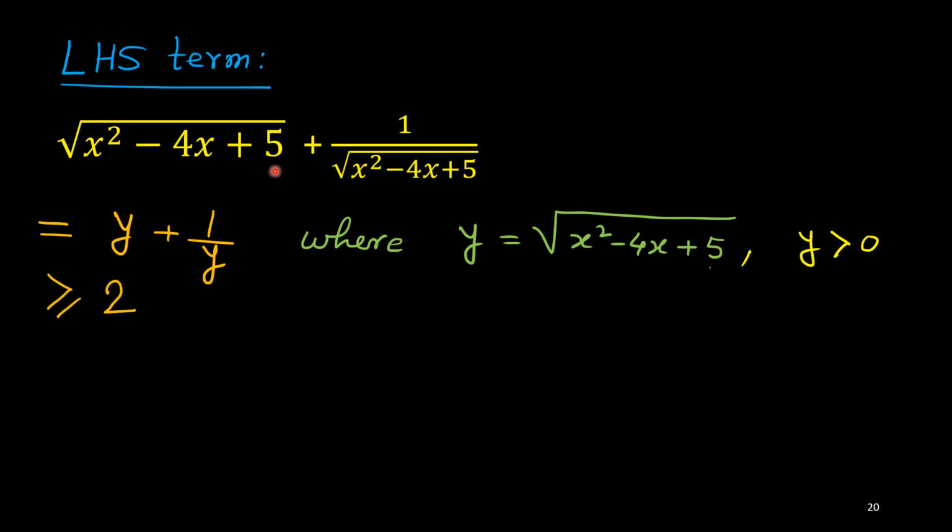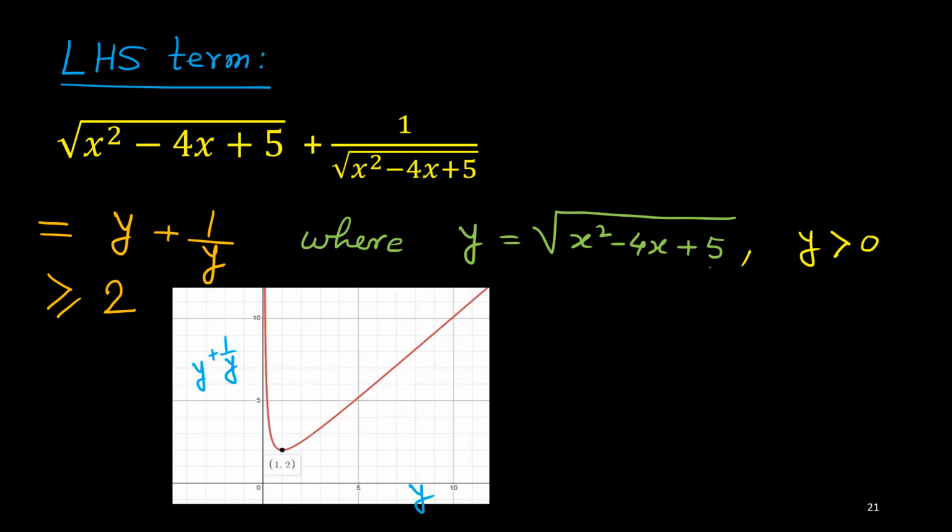So this is the case. For the left hand side, we have obtained that this term should be at least 2. And this value of 2 you will get at y equal to 1, because at y equal to 1, the minimum value is 2. Okay. Now we can plot these things.